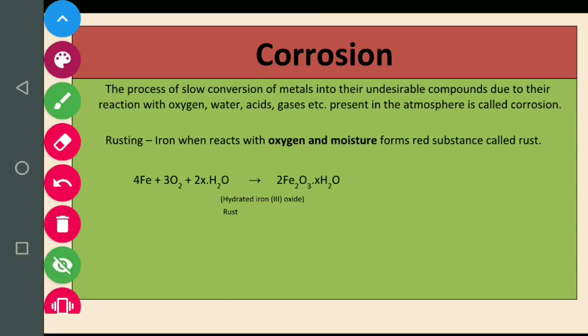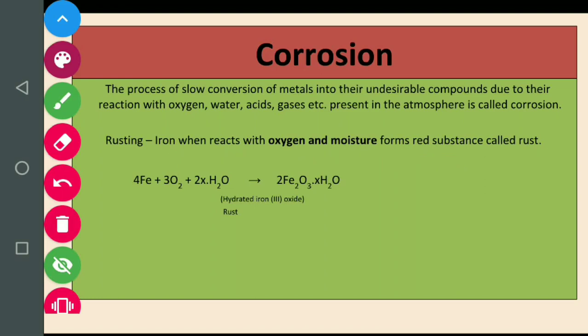The process of slow conversion of metal into undesirable compounds due to their reaction with oxygen, water, acid, gas, etc. present in the atmosphere is called corrosion. And the best example of corrosion is rusting. Iron, when it reacts with oxygen and moisture, that means water, forms a red substance called rust.